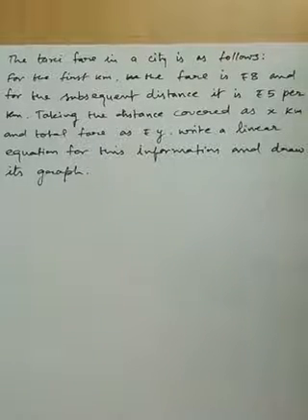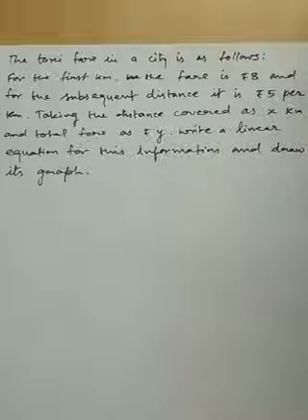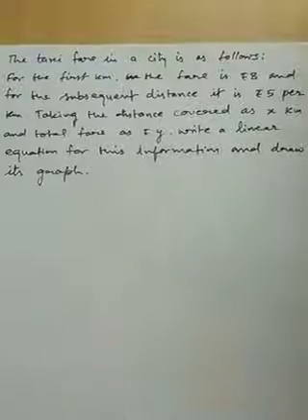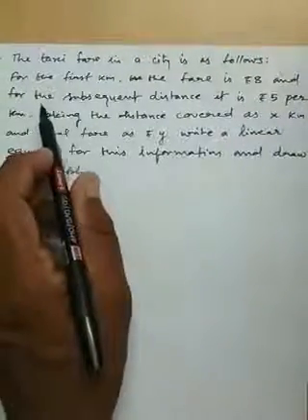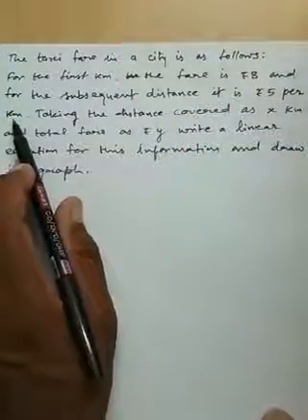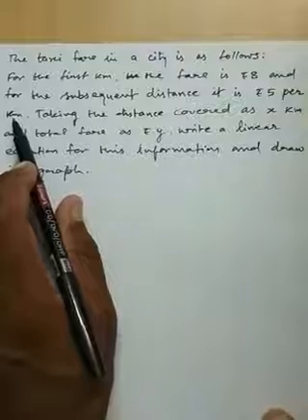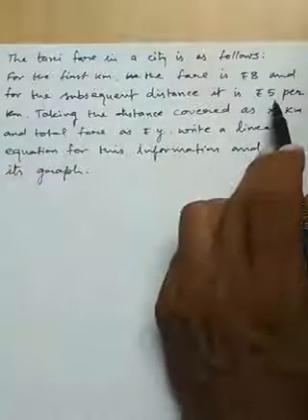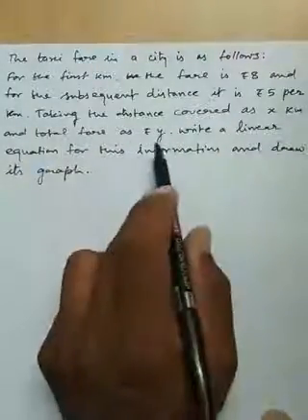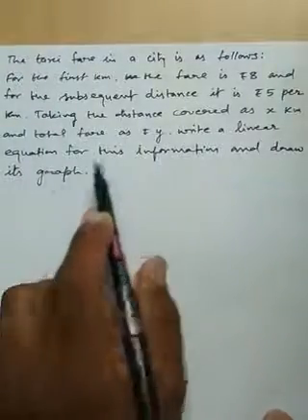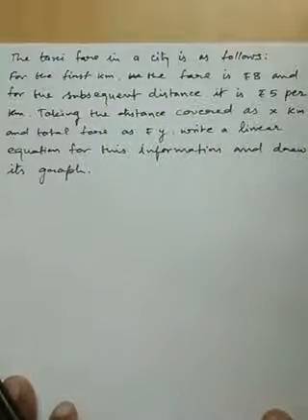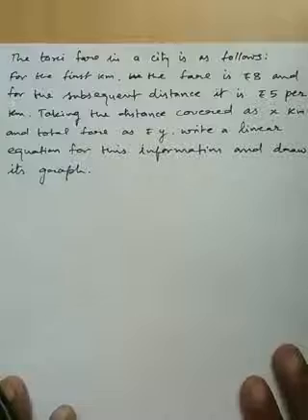Our next question is: the taxi fare in a city is as follows. For the first kilometer, the fare is rupees 8, and for the subsequent distance it is rupees 5 per kilometer. After the first kilometer, for every kilometer the fare is rupees 5. Taking the distance covered as x kilometer and total fare as rupees y, write a linear equation for this information and draw its graph. This is our question, and it's a very important question, so concentrate.